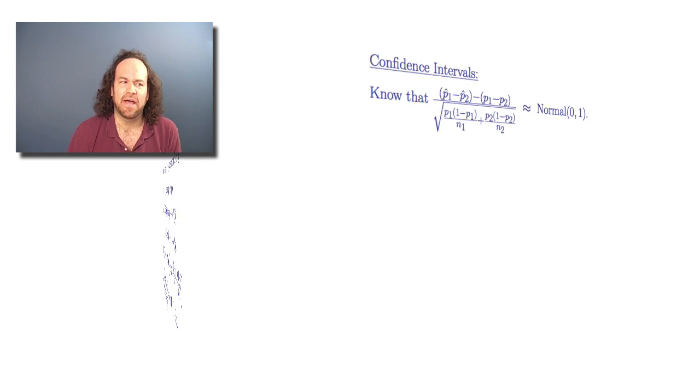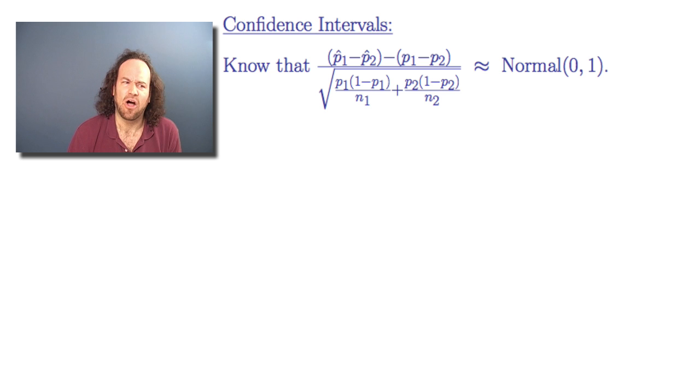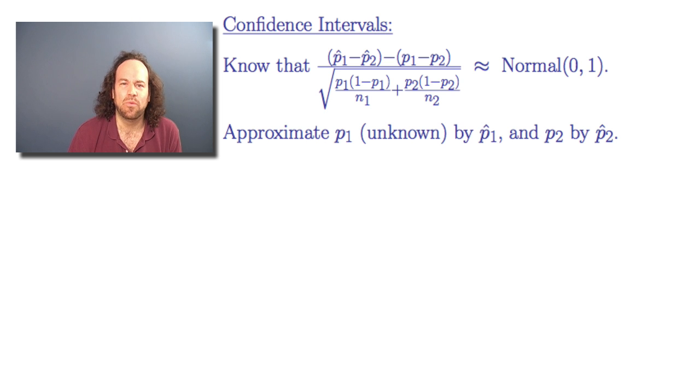So let's start by looking at confidence intervals. Let's recall we know that this complicated little fraction is approximately a standard normal distribution. Now we have our usual problem that the variance in the denominator actually involves these quantities p1 and p2, which are unknown. So for confidence intervals, we can do our usual trick. We'll approximate p1 by p1 hat and approximate p2 by p2 hat.